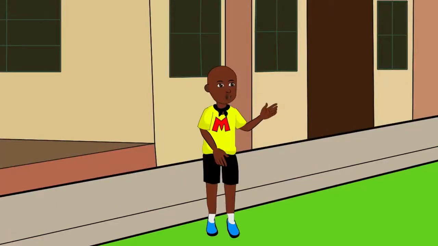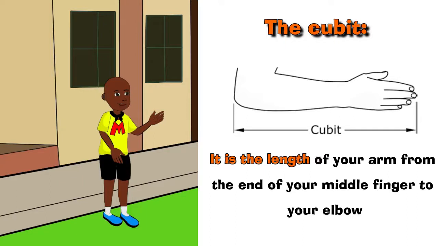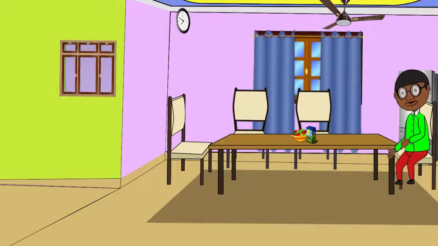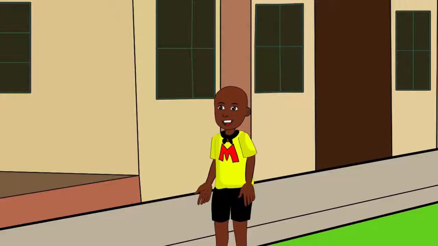Here's another cool natural method of measurement. It's called the cubit. It is the length of your arm from the end of your middle finger to your elbow. Just like my daddy's arm is placed here. That's the cubit. Now friends, I want you to join me in a fun exercise.